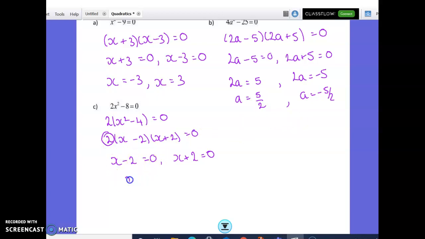Right, if x minus 2 equals 0, so x is 2. x plus 2 equals 0, so x is negative 2. Okay, again, if you're not 100% confident with your factorising, you might want to stop there and practice ones where it's just difference of two squares. I'm going to keep going on to trinomials.